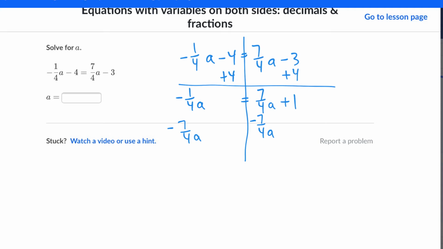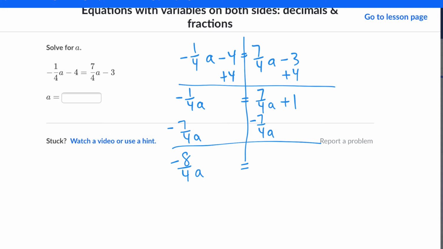Now that's negative 1 minus 7. That's negative 8/4 a equals, and this is gone. That's what I was going for. I wanted that to be gone. So equals 1. Okay, negative 8 divided by 4, that's negative 2a equals 1.